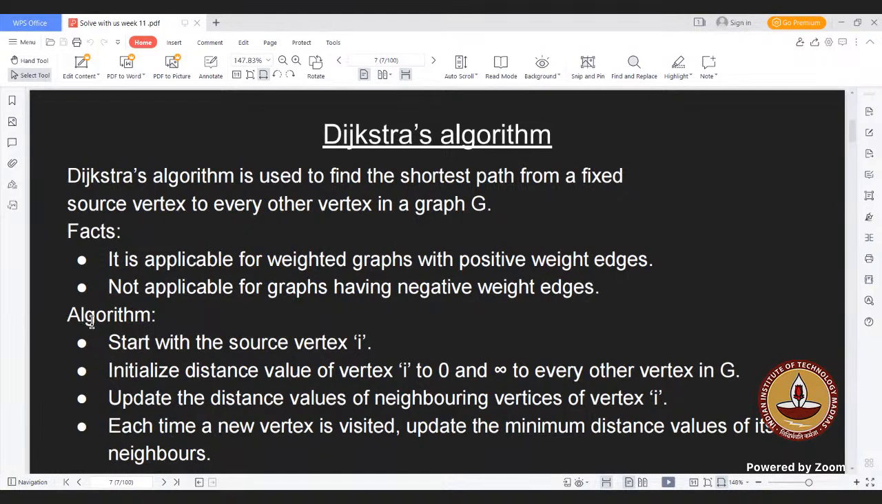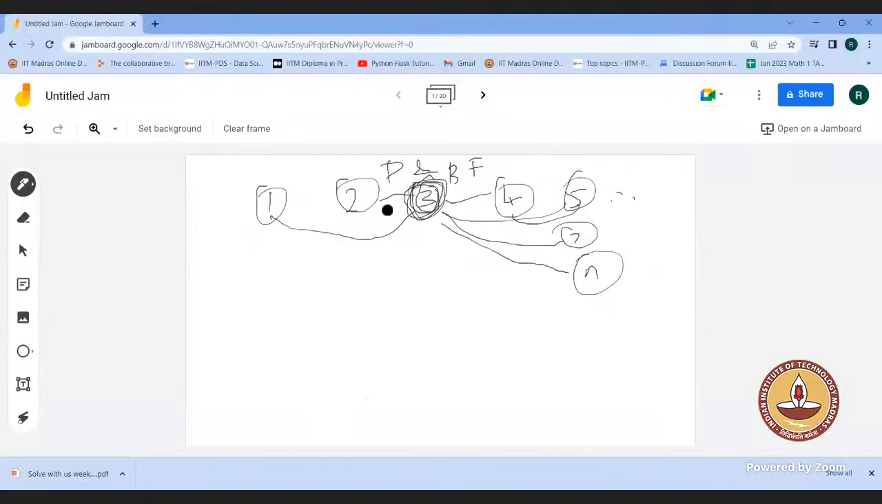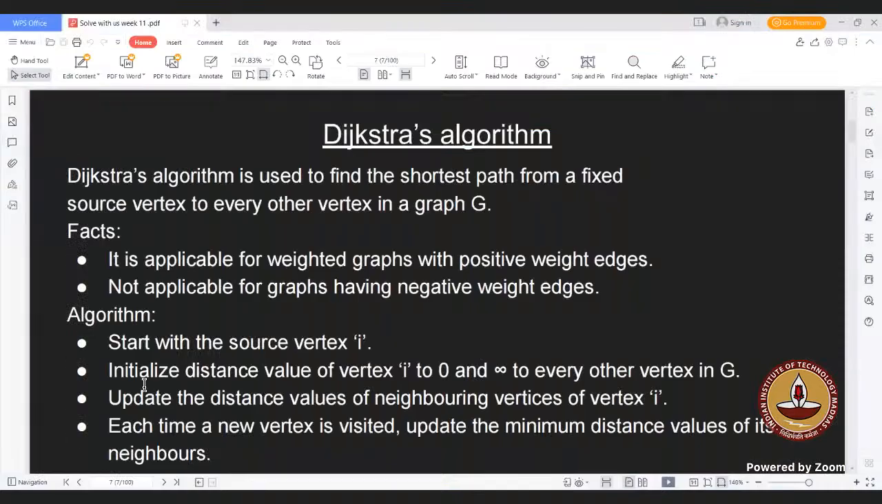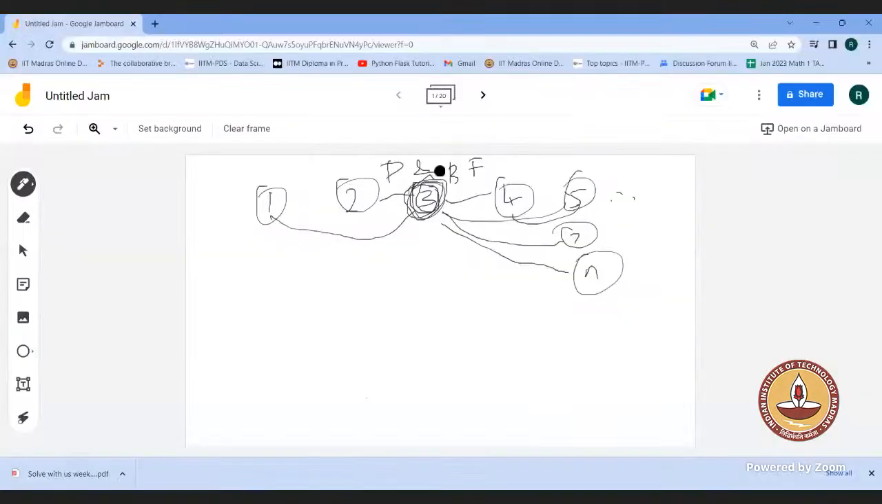So this is the algorithm basically. We'll start from the source vertex I. In this case, the source vertex is 3, and from 3, we'll check all the possible neighbors. So that is the second point given. Initialize the distance of vertex I to 0 and the rest to infinity. So we'll initialize this to 0 and the rest of all to infinity.